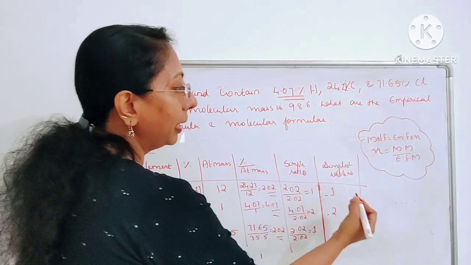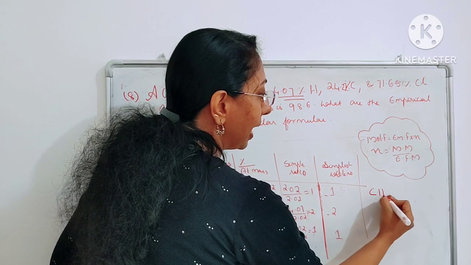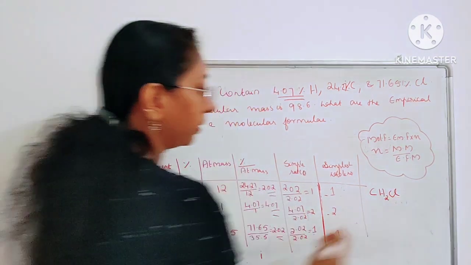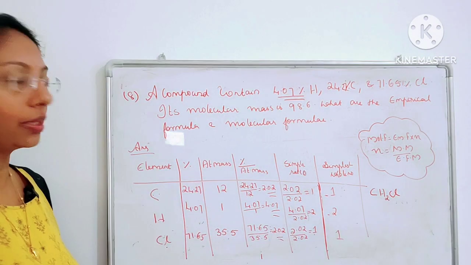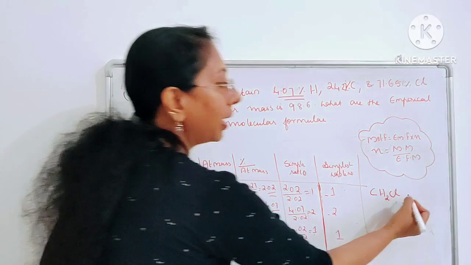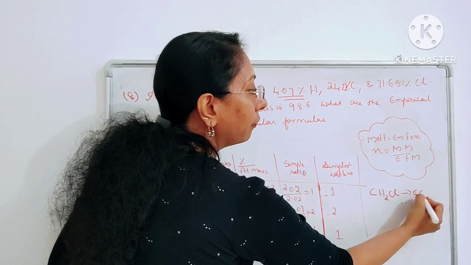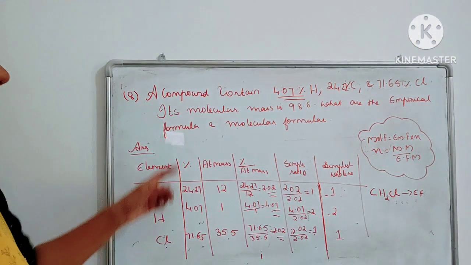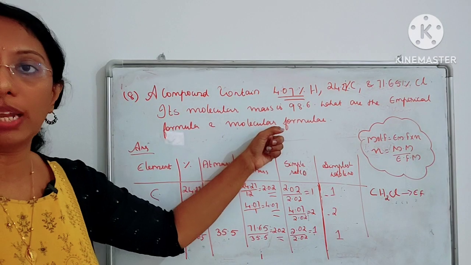So now we write the empirical formula as CH2Cl. Carbon 1, hydrogen 2 and chlorine 1. This is your empirical formula. What is the next question? You have to determine the molecular formula.